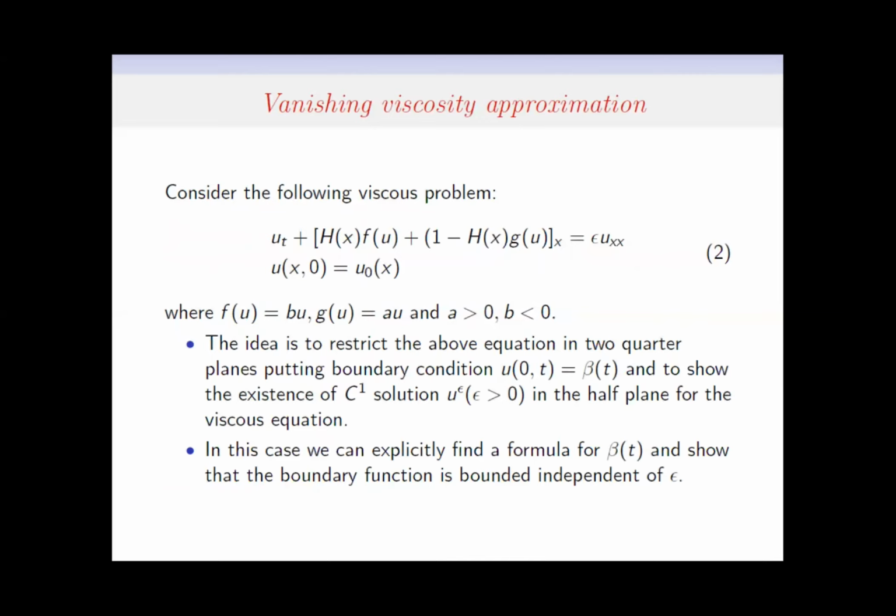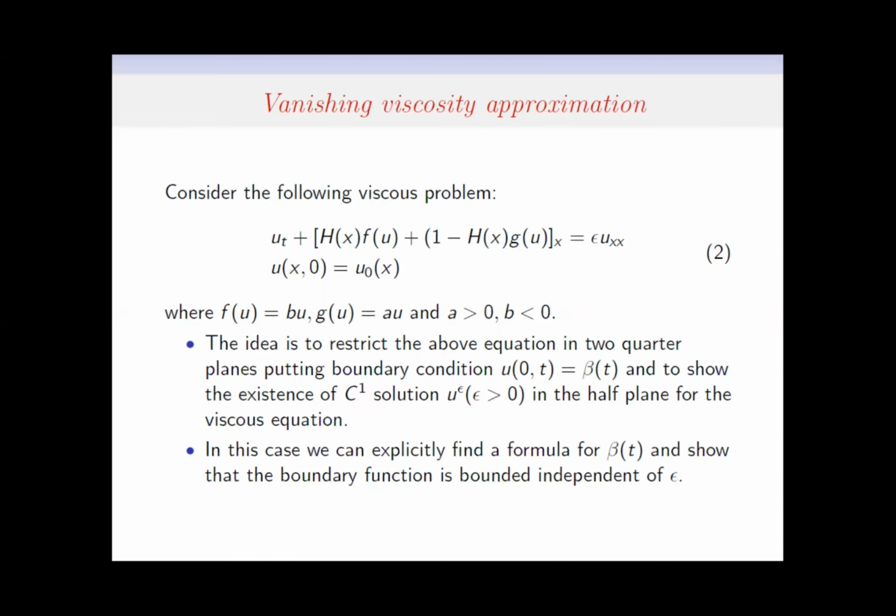Vanishing viscosity approximation. We use the vanishing viscosity approximation when the fluxes are of linear type. What is the vanishing viscosity approximation? You add an epsilon u_xx term on the right hand side, where epsilon is strictly positive, and then you pass to the limit as epsilon tends to 0.